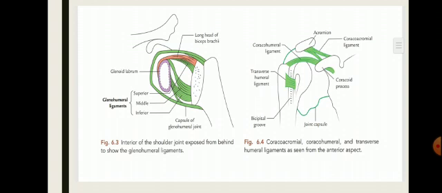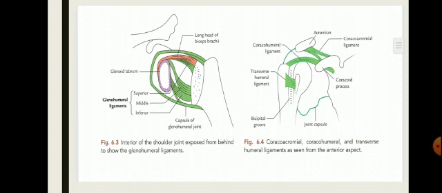In the second picture you can notice the bicipital groove, right? The bicipital groove is bridged by the transverse humeral ligament from the greater tubercle to the lesser tubercle. In this bicipital groove, the tendon of the long head of the biceps lodges. Along with this, we can find a branch of the anterior circumflex humeral artery.